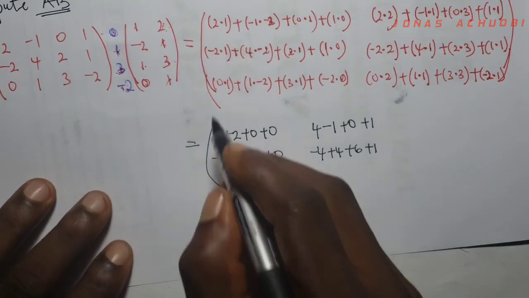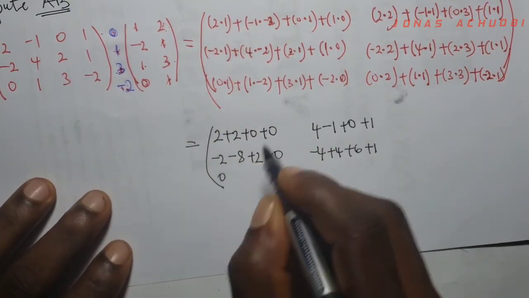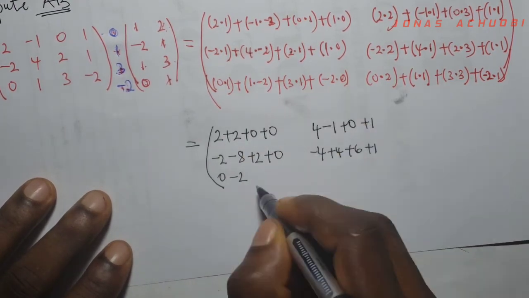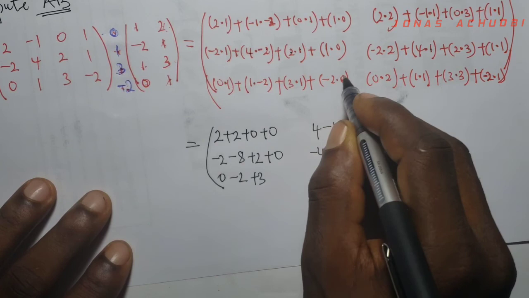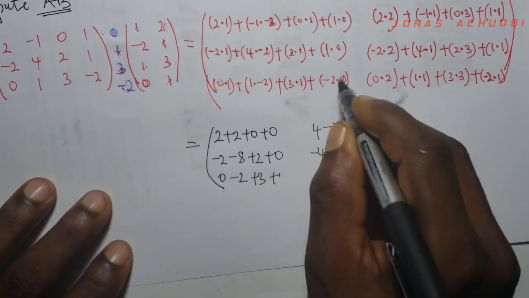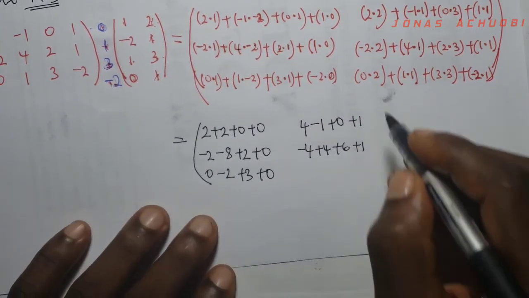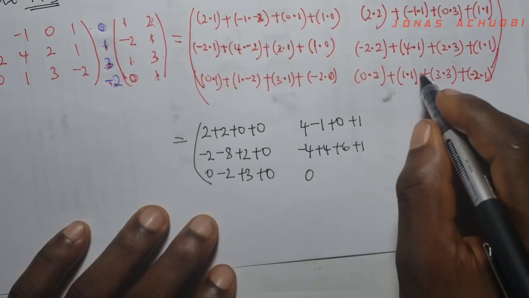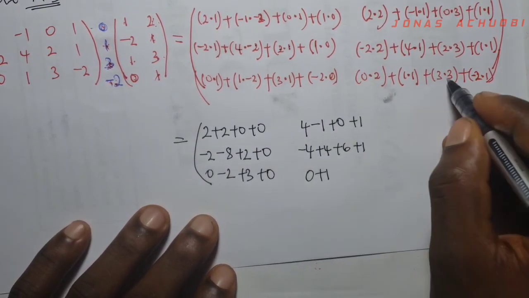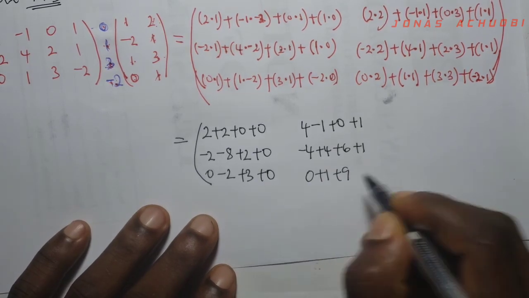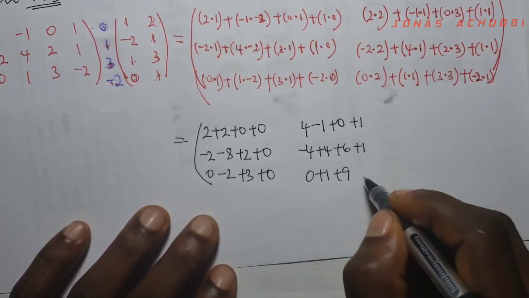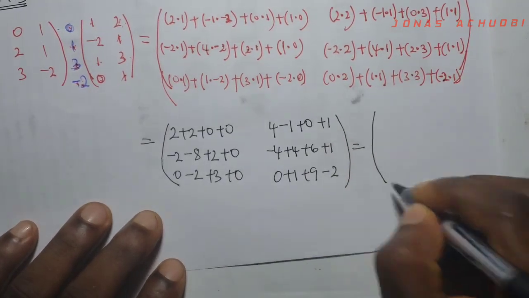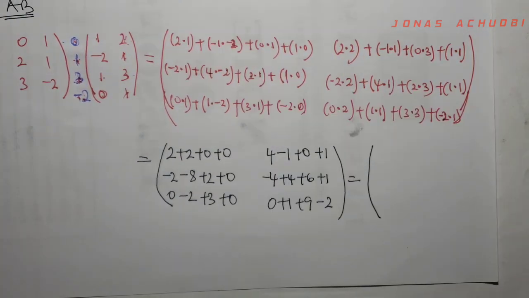Beautiful. 0 times 1 is 0. 1 times minus 2 is minus 2. 3 times 1 is 3. Minus 2 times 0 is 0. 0 times 2 is 0. 1 times 1 is 1. 3 times 3 is plus 9. Minus 2 times 1 is minus 2. Sweet. We now tidy up and get our last matrix.